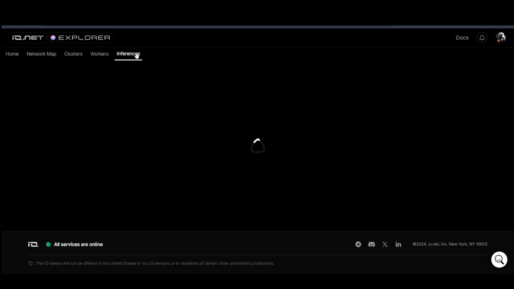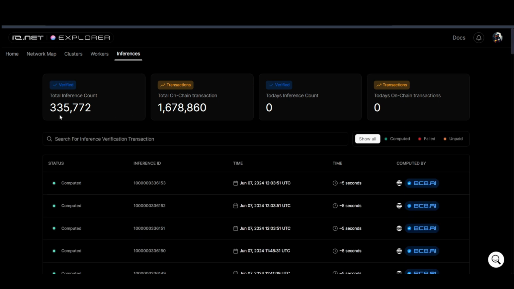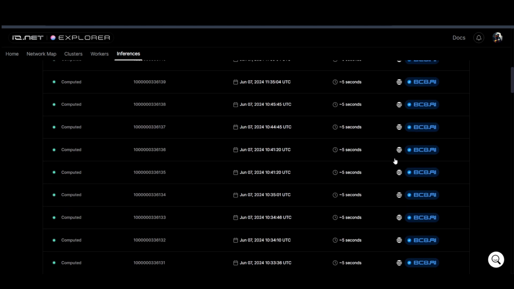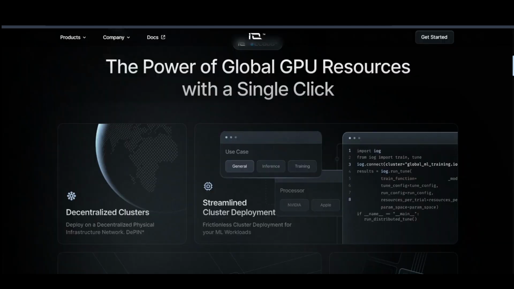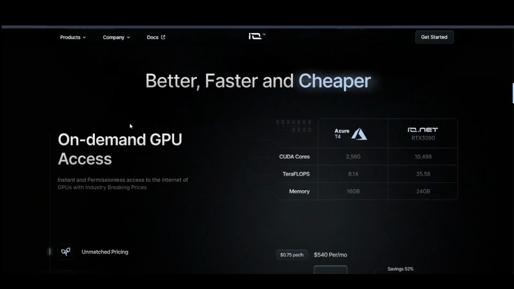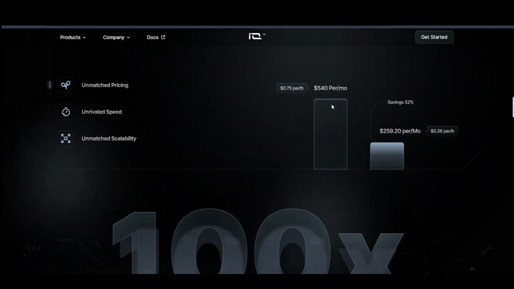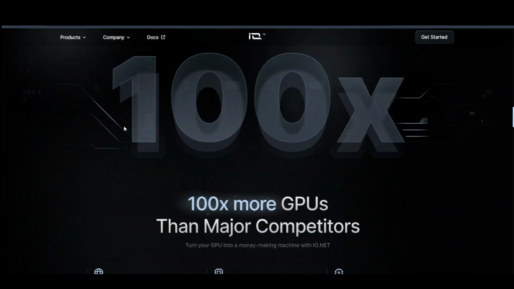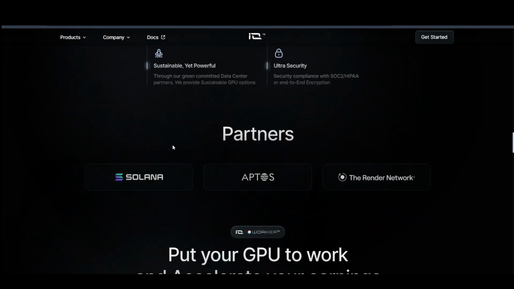After that we have the interface. As you can see here, they are available on Aptos as well as Solana. I think that's pretty good for them as well. Basically they are better, faster and cheaper. That is one of the reasons why I think io.net could have demand in the future, and that is the best thing that they have going on.